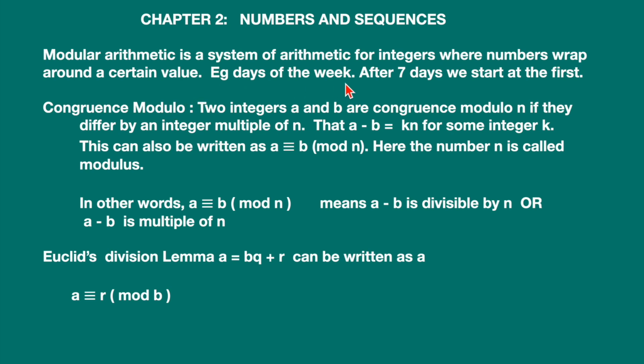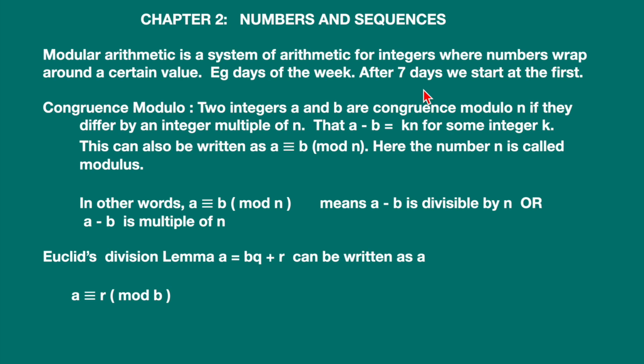Example, days of the week. After 7 days, we start at the first. Okay. After 7 days, we do not say 8th day, 9th day, 10th day. No, we say the first day of the week. So after 7, the week starts again.